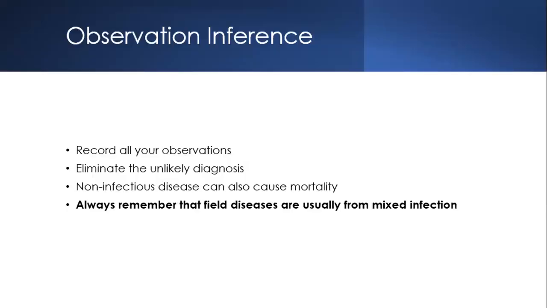So from observation to inference, as we round it up, recall all your observations, eliminate the unlikely diagnoses. By the time you are doing your postmortem, you should be very, very close to a definitive diagnosis from your experience, that you can say, go to the lab, this is what you will likely find as a cause of this disease. And then always remember that non-infectious diseases can also cause mortality. And always remember that field diseases are usually from mixed infection.